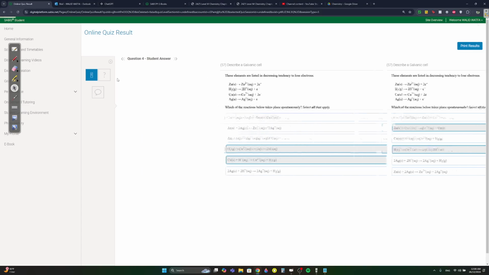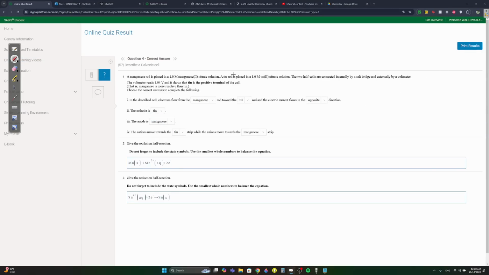Okay, question 4. A manganese rod is placed in a 1 molar manganese nitrate solution. Manganese nitrate is Mn(NO3)2. A tin rod is placed in a 1 molar tin nitrate solution. The two half cells are connected internally by a salt bridge and externally by a voltmeter. So it's the same setup we had.